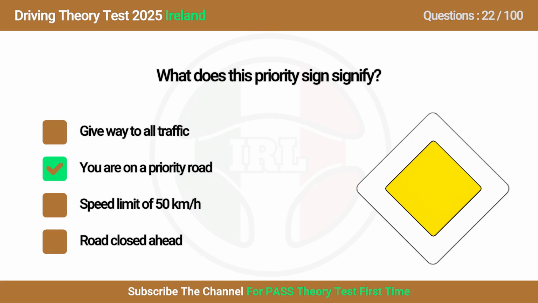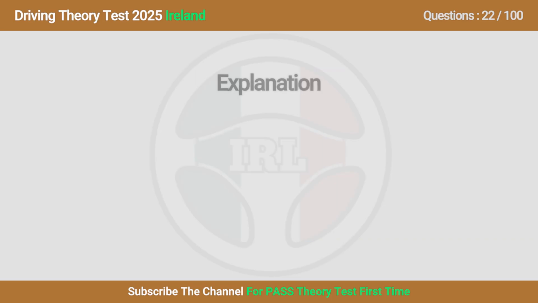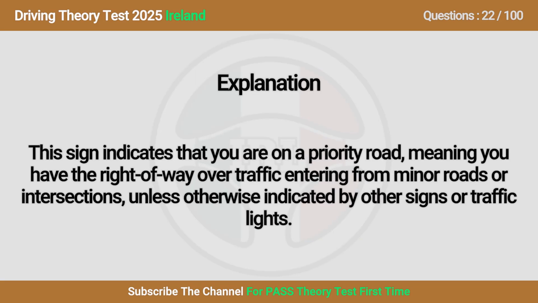Answer is B. You are on a priority road. This sign indicates that you are on a priority road, meaning you have priority over traffic entering from minor roads or intersections, unless otherwise indicated by other signs or traffic lights.